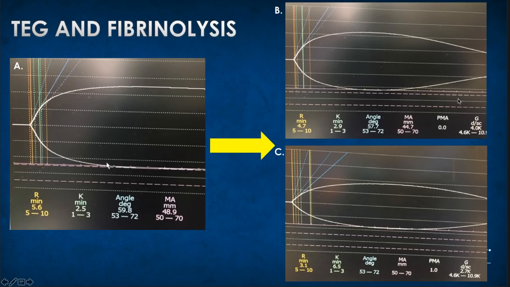So therefore, signs of fibrinolysis in these both patients would benefit not only from replacing of some coagulation factors, but also you have to stop the consumptive coagulopathy. So this is TEG for you.